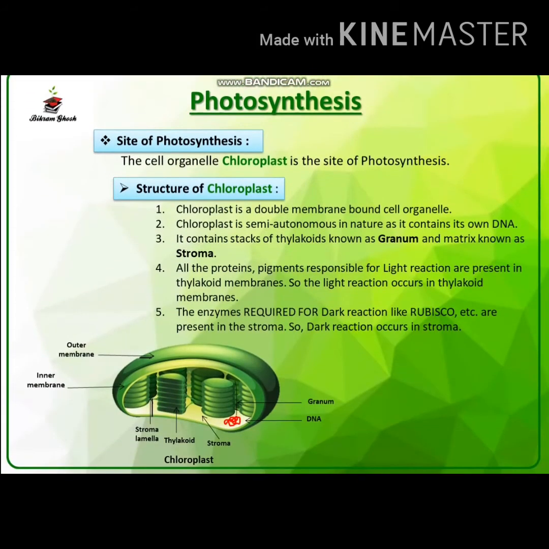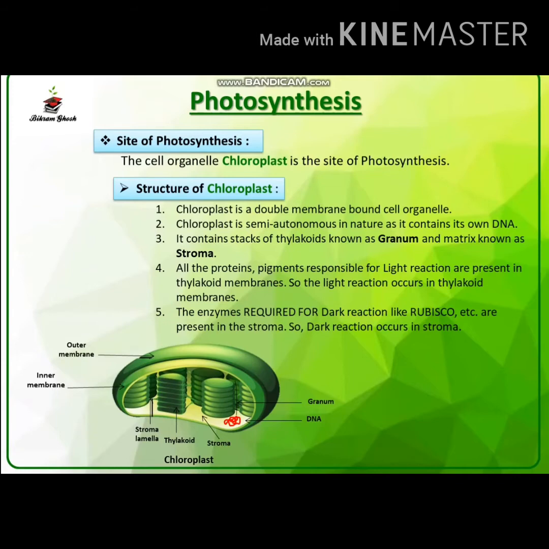First we need to learn where this photosynthetic process is going on. In case of plants and other eukaryotic organisms, the main site of photosynthesis is the cell organelle known as chloroplast. So let's see the structure of chloroplast. Chloroplast is a double membrane bound cell organelle. Chloroplast is a semi-autonomous organelle in nature as it contains its own DNA.